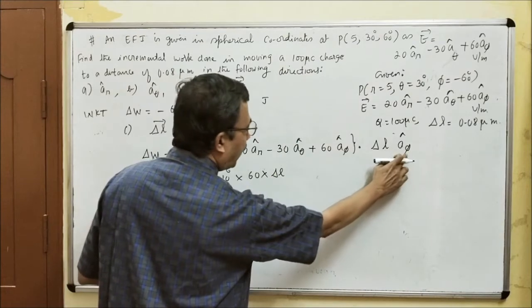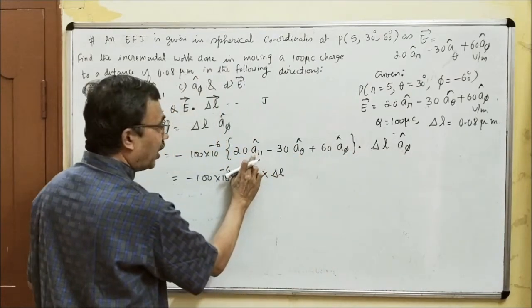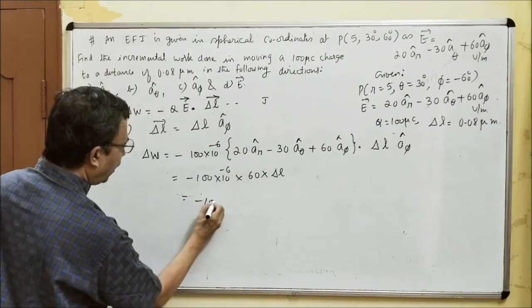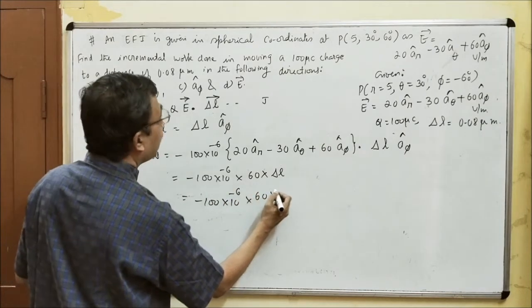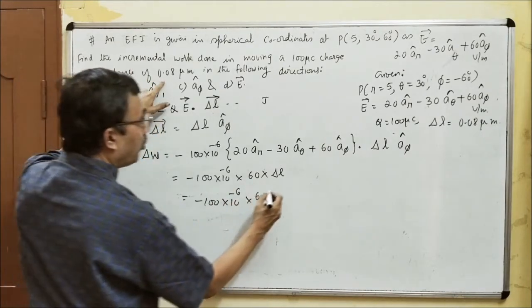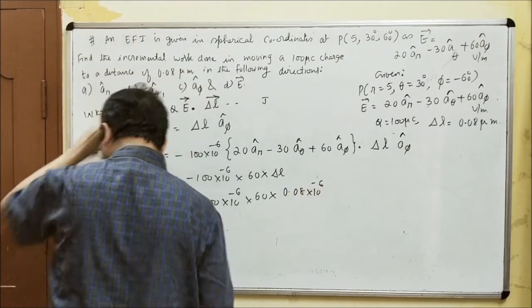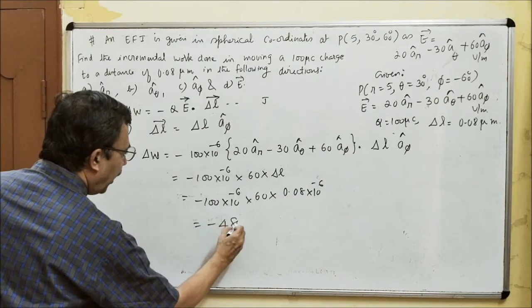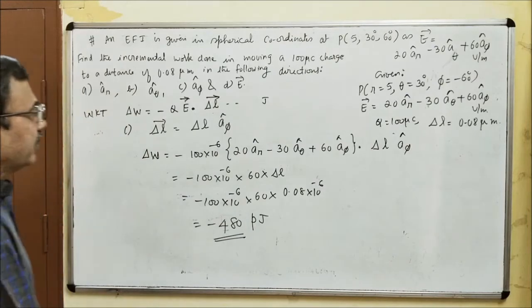A phi cap dot A phi cap is 1, A theta cap dot A phi cap is 0, AR cap dot A phi cap is 0. So this is nothing but minus 100 into 10 to the power minus 6 into 60 delta L, where delta L is 0.08 micrometers, so 0.08 into 10 to the power minus 6. So this works out to be minus 480 picojoules. Please check the veracity of this answer.